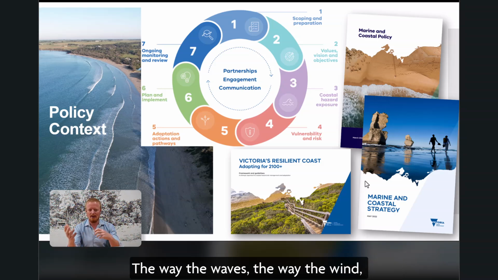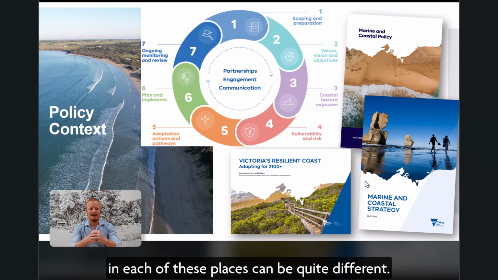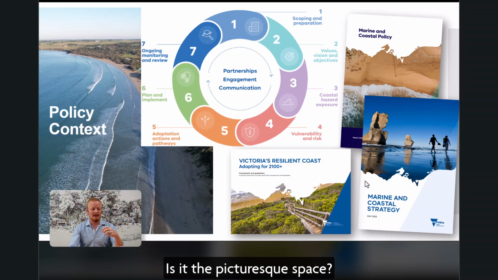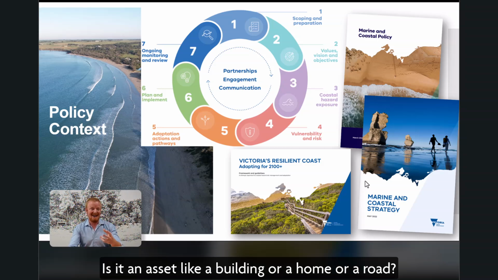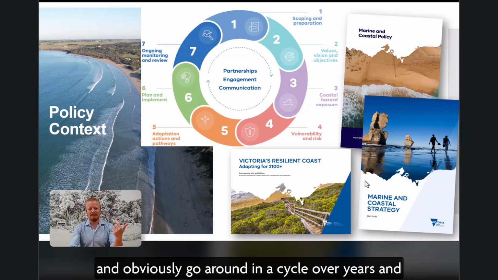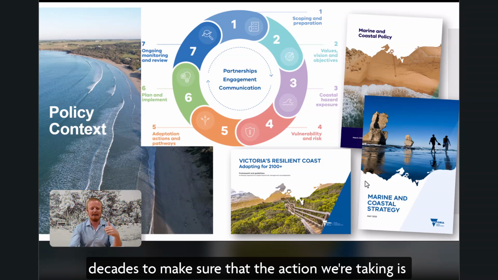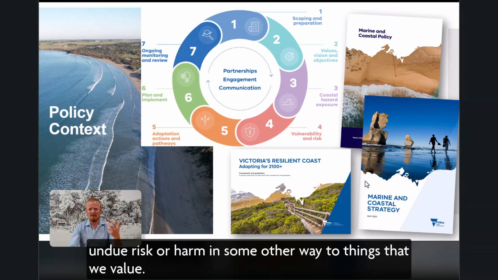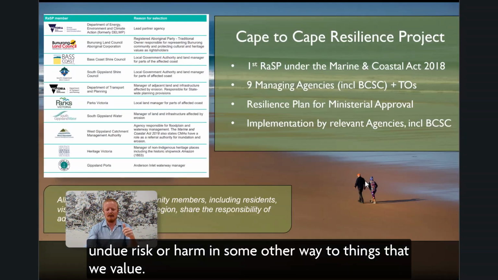This is nature at its best. The way the waves, the wind, the sand and the vegetation interact in each of these spaces can be quite different. So it's about understanding what's at risk as those dynamics change. Is it the picturesque space? Is it an asset like a building or a home or a road? And then how do we manage that risk and adapt as things change? Then we need to monitor that and go around, in a cycle over years and decades, to make sure that the action we're taking is effective at protecting what we love and not causing undue risk or harm in some other way to things that we value.